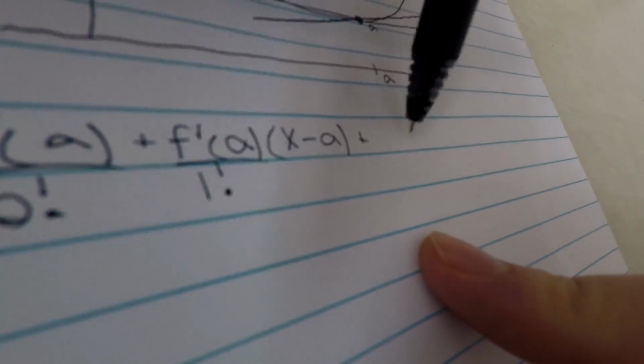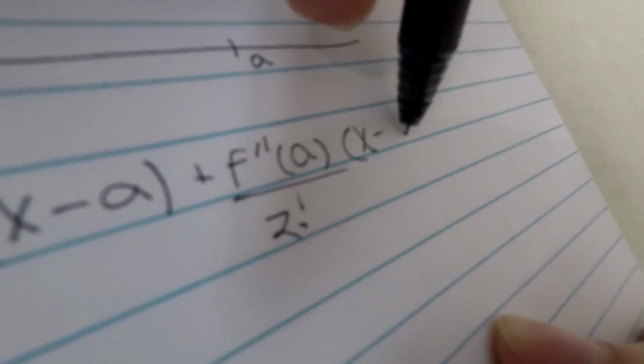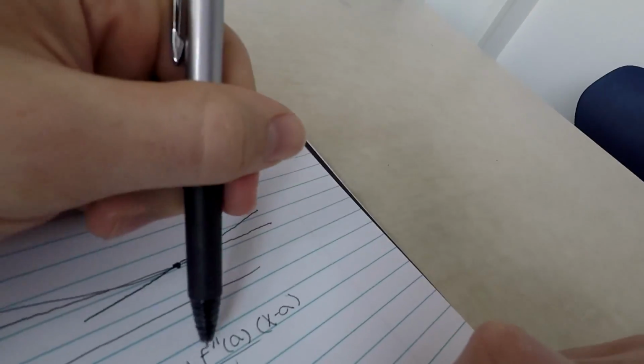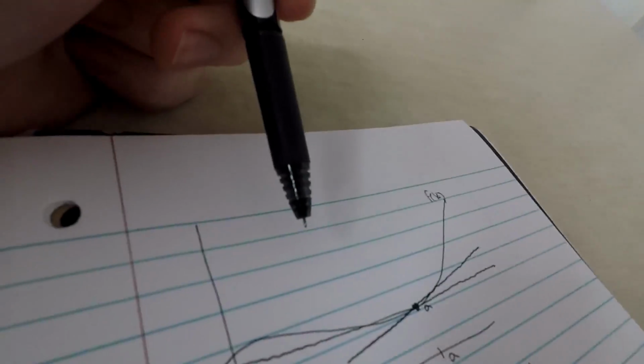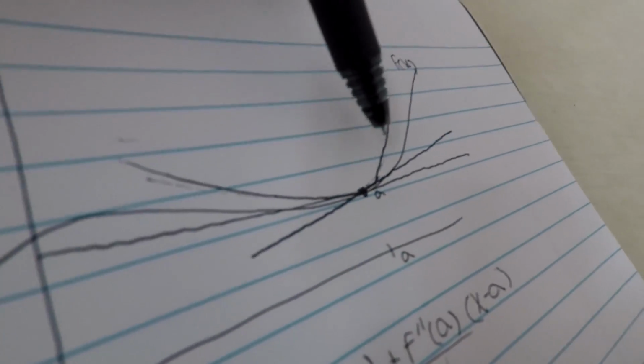Let's add f double prime of a. And we're going to divide that by 2 factorial. We're going to multiply by x minus a again, squared. Keep going. All right, and once we do that, we will probably get something that looks a little bit more parabolic, maybe something a little bit like this. So a little bit better of an approximation.